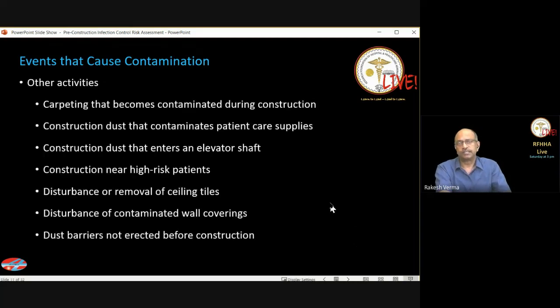The next one is a miscellaneous listing. So we have carpets, and construction dust that contaminates the patient care supplies.